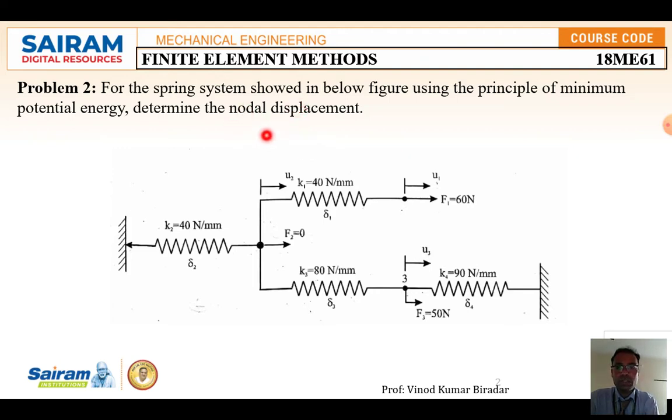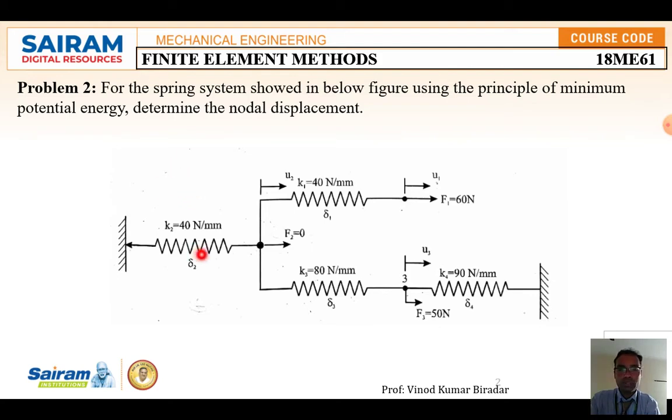Okay, here the second problem they have given is a little bit different from the first problem. Though the spring mechanisms are considered different, they are fixed. The question is given like this, and I am going to solve the second problem here. For the spring system shown in the below figure, using the principle of minimum potential energy, determine the nodal displacement. This is the question they may ask here. This is an 8 to 12 mark question.